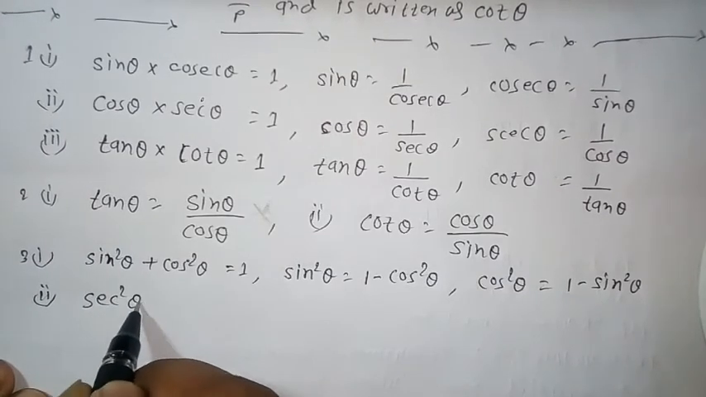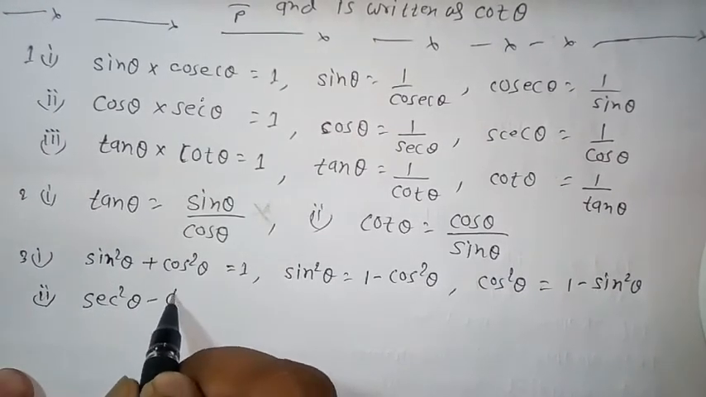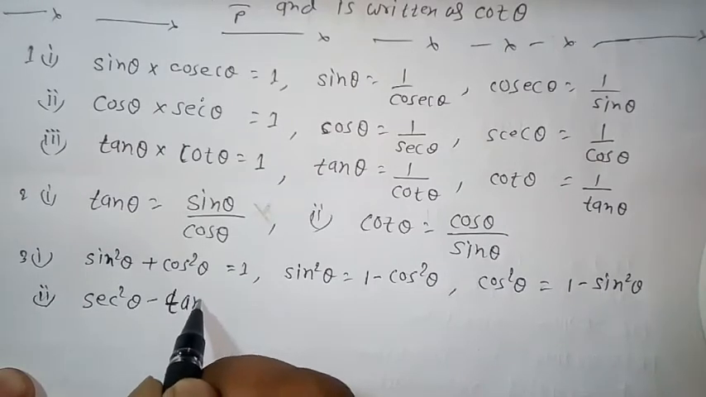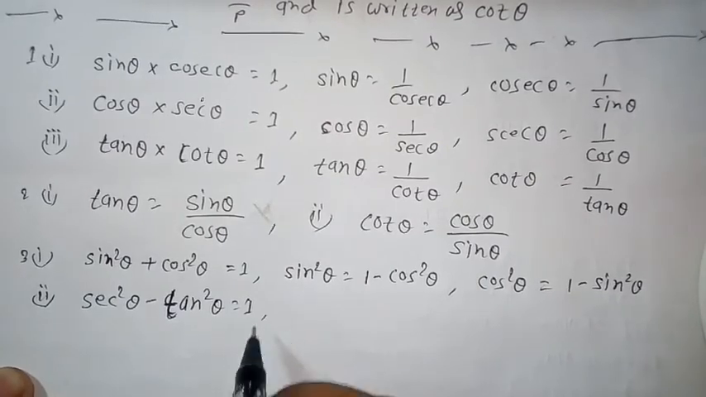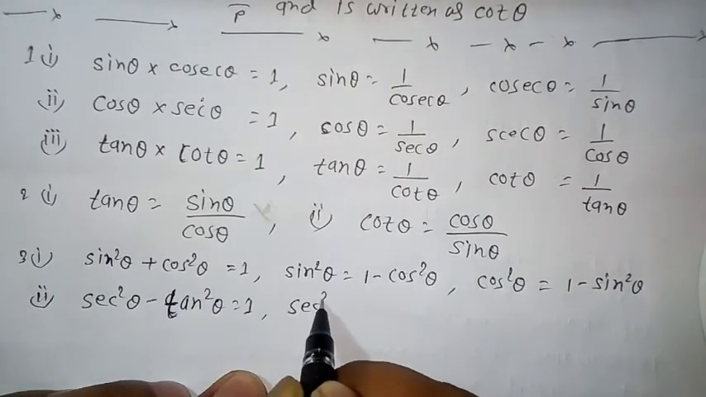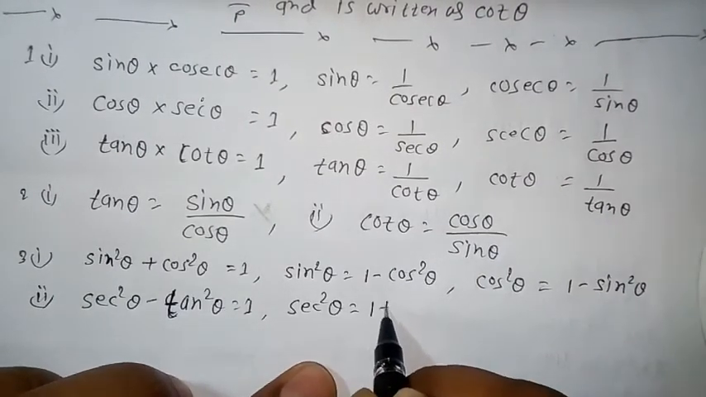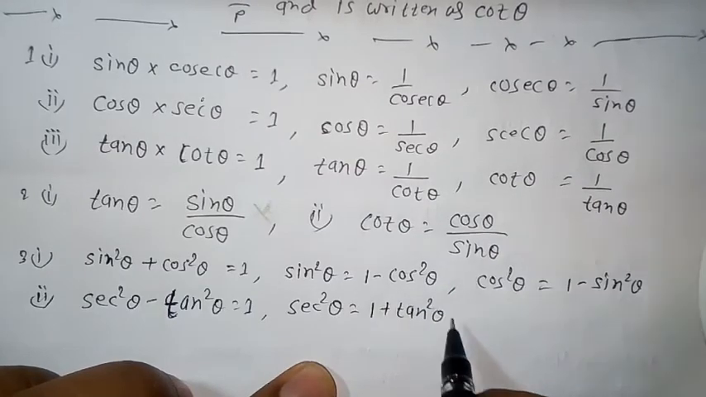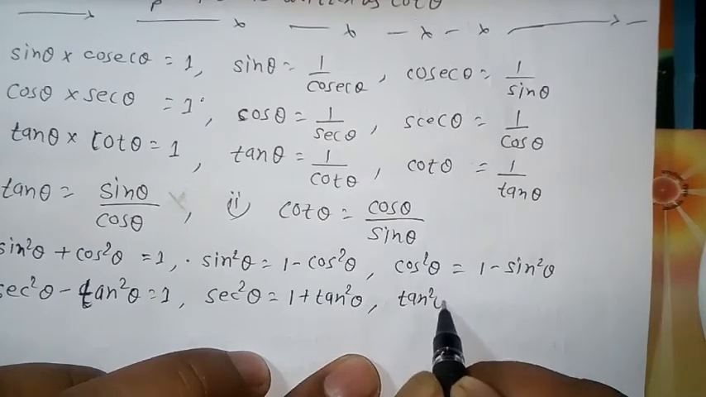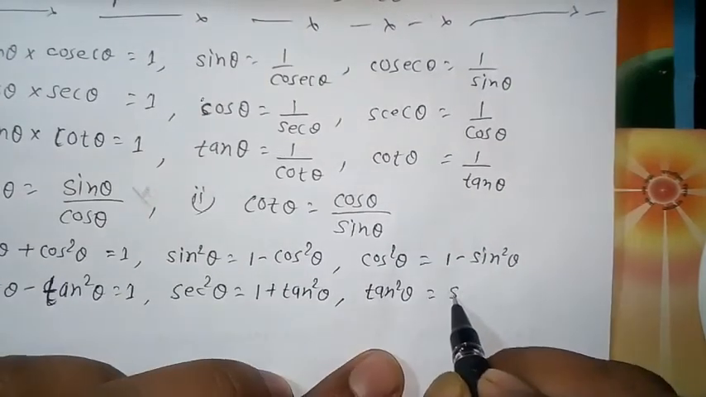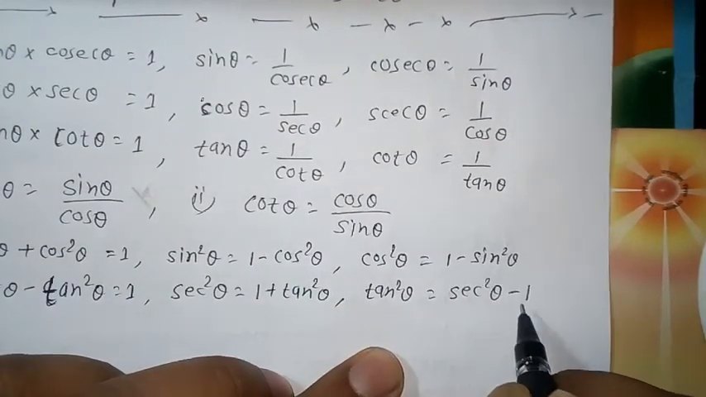Next, sec square theta minus tan square theta is equal to 1. So sec square theta is equal to 1 plus tan square theta. Tan square theta is equal to sec square theta minus 1.